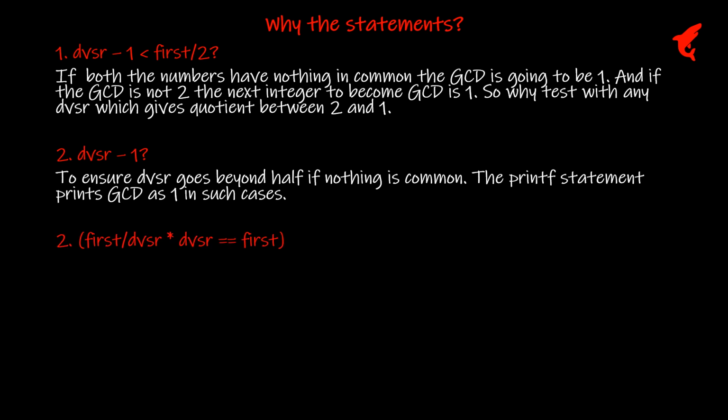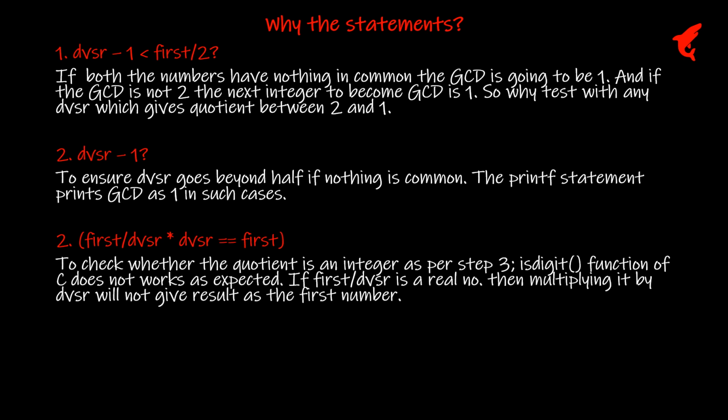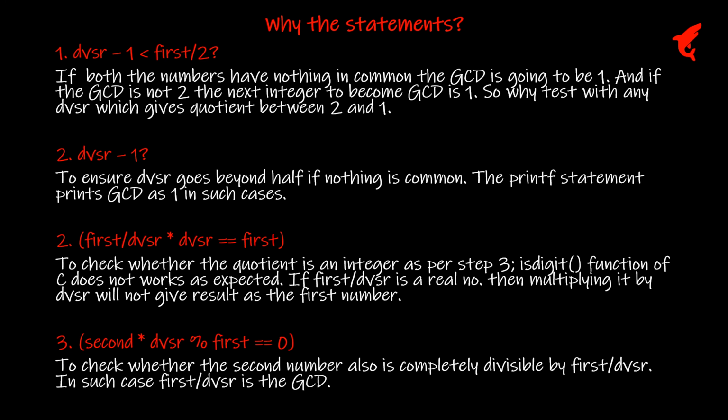Next, the if condition to check whether first by divisor multiplied by divisor is equal to first. This is to implement the requirement of step 3 of building logic. This checks whether the quotient is an integer. The isdigit function of C does not work as expected. If first by divisor is a real number, then multiplying it by divisor will not give the first number value. Next, the if condition to check whether second into divisor divided by first gives the remainder 0. This is to check whether the second number also is completely divisible by first by divisor. In such case, first by divisor is the GCD.